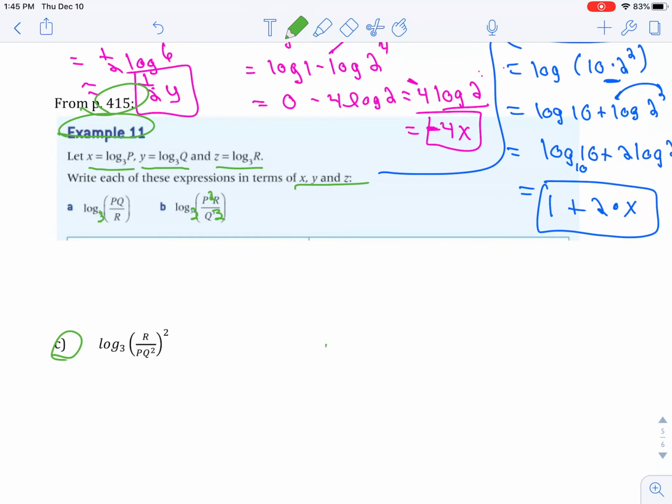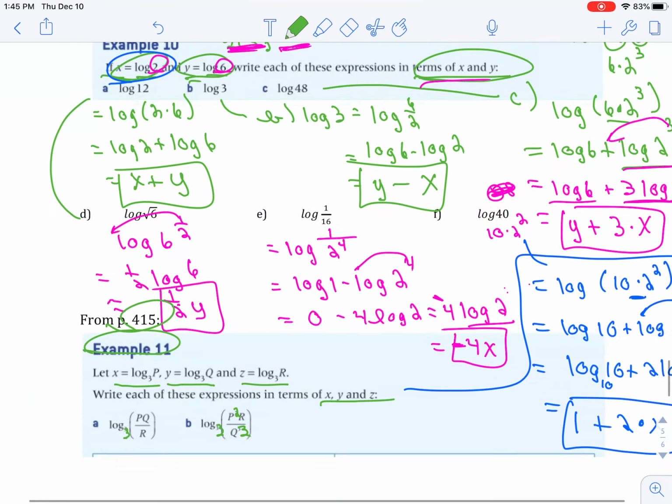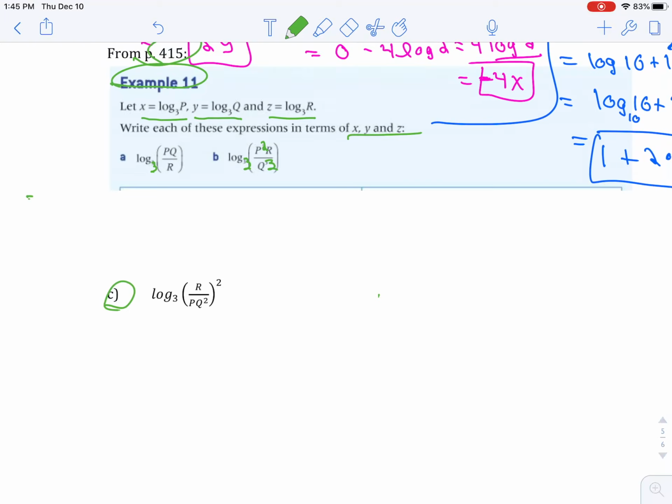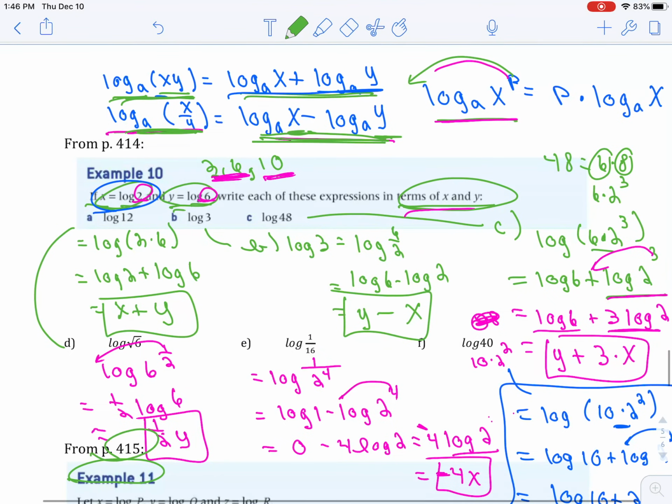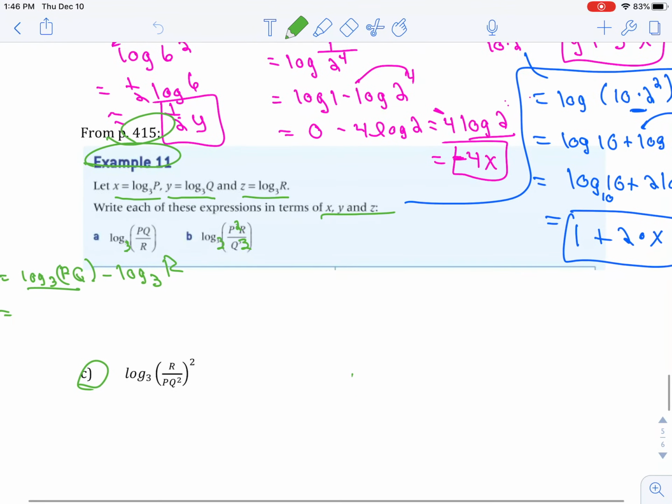For the first one, we have the log of a quotient. Remember, the log of a quotient, if we go back to our rules, becomes the difference of the logs. So this is going to turn into the log base 3 of PQ minus the log base 3 of R. Then what I have here is the log of a product, and the log of a product turns into the sum of the logs. So this is going to turn into the log base 3 of P plus the log base 3 of Q minus the log base 3 of R.